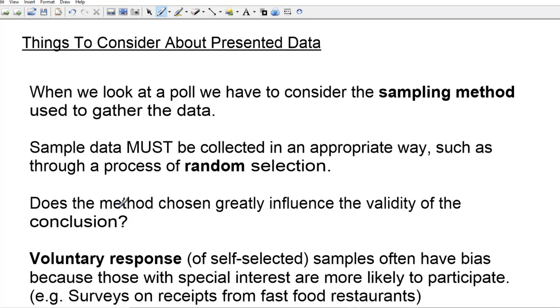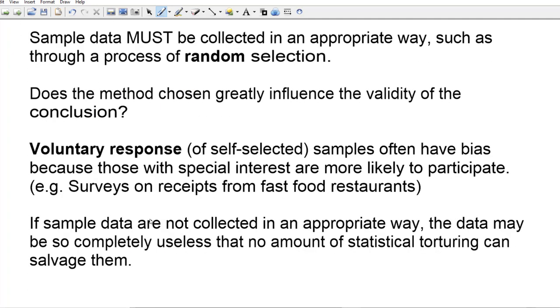So that method is going to influence the validity of that conclusion that everybody likes baseball. A voluntary response or self-selected samples often have bias because those with special interests are more likely to participate. An example of that is surveys on receipts from fast food restaurants. You bought from the fast food restaurant, then they're asking you for a survey, and if maybe they ask you if you like cheeseburgers or something, most likely that's basically a special interest.